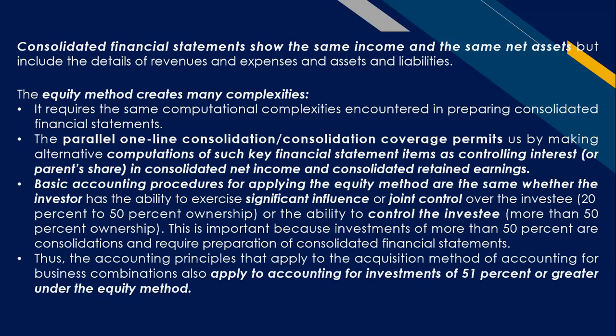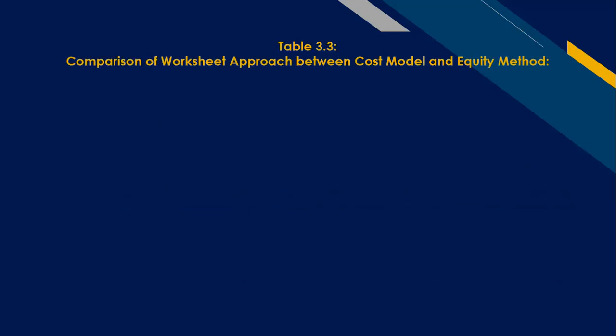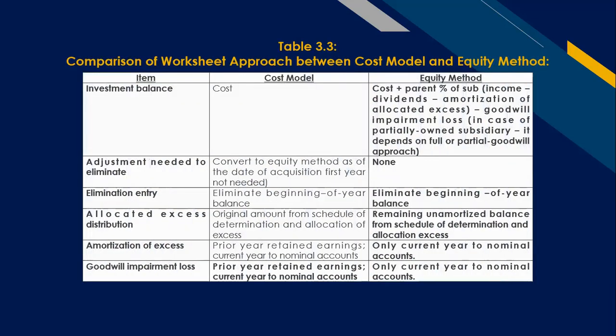Thus the accounting principles that apply to the acquisition method of accounting for business combinations also apply to accounting for investments of 51% or greater under the equity method. Comparison worksheet approach between cost and equity methods. So we have now the item: the investment balance. Under the cost model it is the cost, while under the equity method it is the cost plus parent percentage of sub income, minus dividends, minus amortization of allocated excess, minus goodwill impairment loss in case of a partially owned subsidiary. It depends on the full or partial goodwill approach.